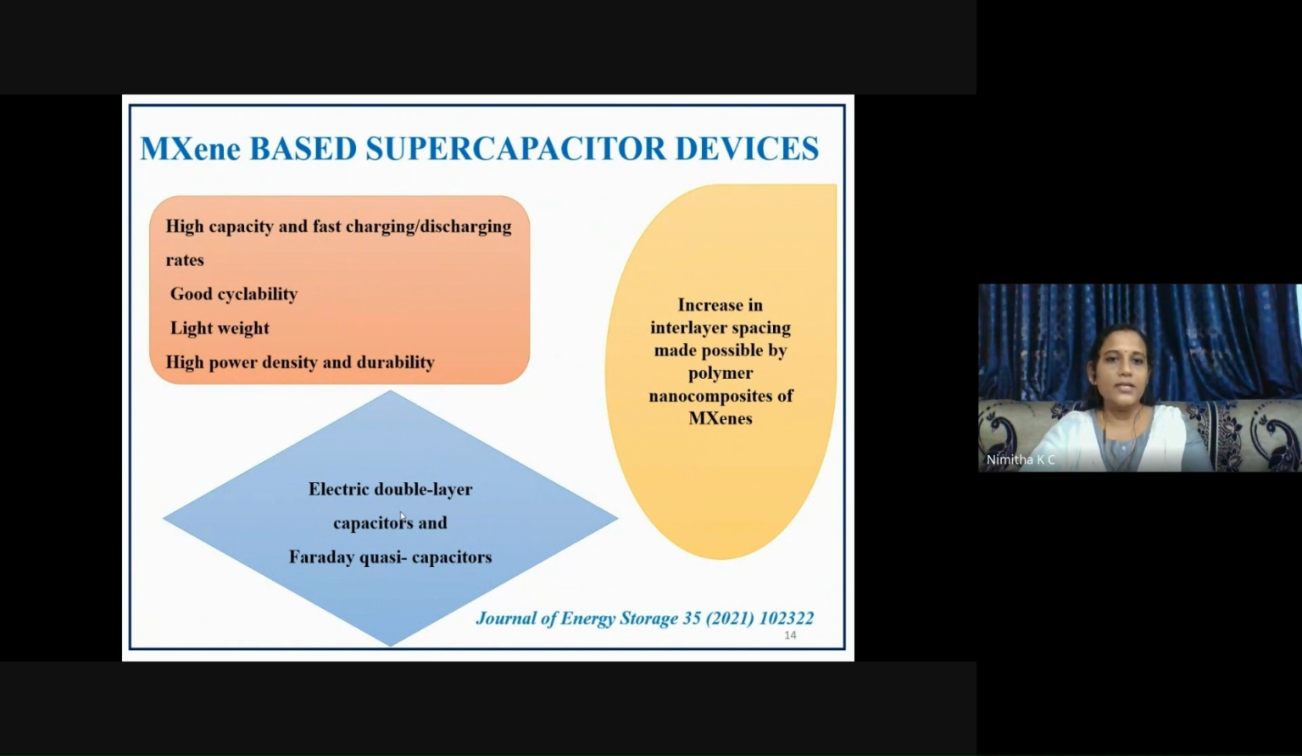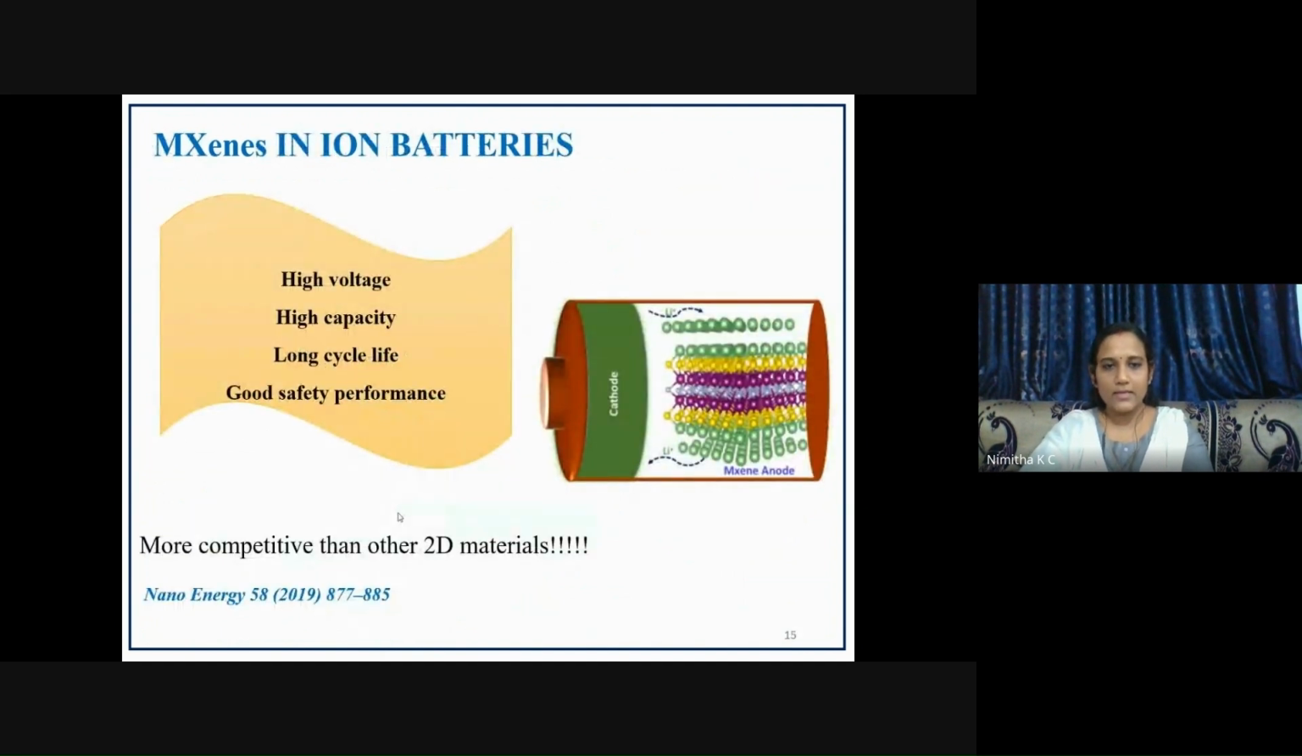MXene-based supercapacitor devices possess high capacity and fast charging and discharging rates. They possess good cyclability, are highly lightweight, and possess high power density and durability. The MXene-based materials can be employed as electrodes in both electrical double-layer capacitors as well as Faradaic quasi-capacitors. Here comes the importance of polymer matrix. When we are incorporating MXene-based compounds into the polymer matrix, we are actually increasing the interlayer spacing between the MXene sheets, which will positively contribute towards the electrochemical applications of MXenes.